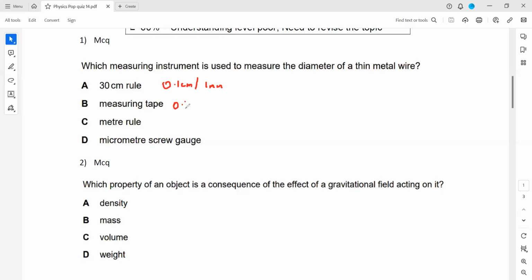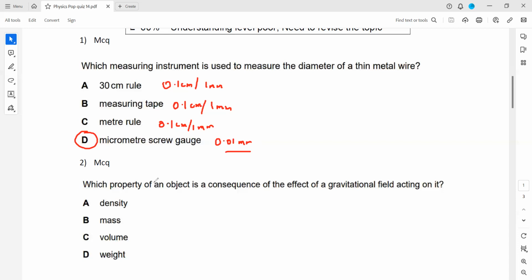For a measuring tape, same, it is 0.1 centimeter or 1 millimeter. For a meter rule or a meter scale, it's also same, 0.1 centimeter or 1 millimeter. But for a micrometer screw gauge, it is accurate to 0.01 millimeter. So micrometer screw gauge is the most accurate one, like can measure a very short distance or a length. That's why D is the right answer.